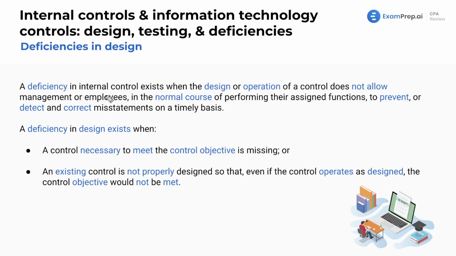Now, a deficiency in internal control exists when the design or operation of a control does not allow management or employees in the normal course of performing their assigned functions to prevent or detect and correct misstatements on a timely basis. Now, a deficiency in a design, so you're setting up, okay, this is the step 1, step 2, step 3 of how the cash rec is going to be performed. That's designing internal controls.